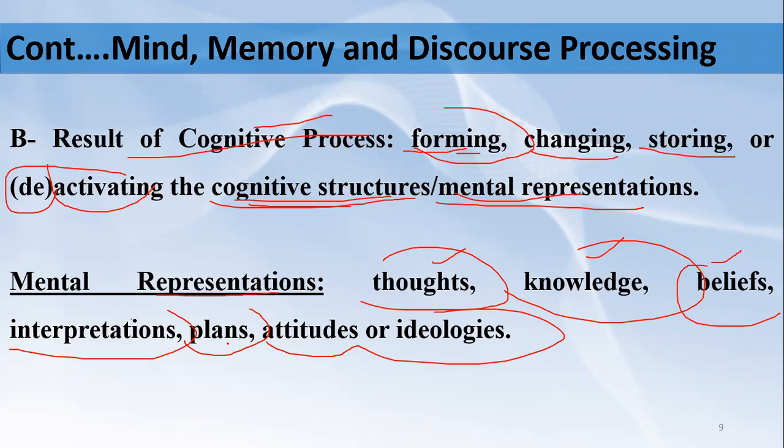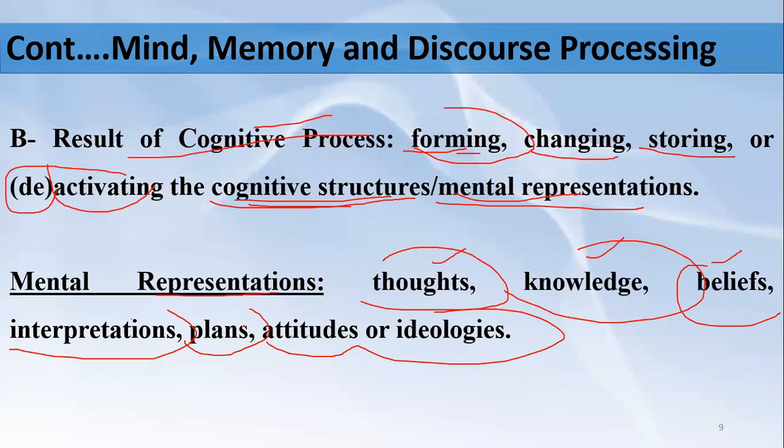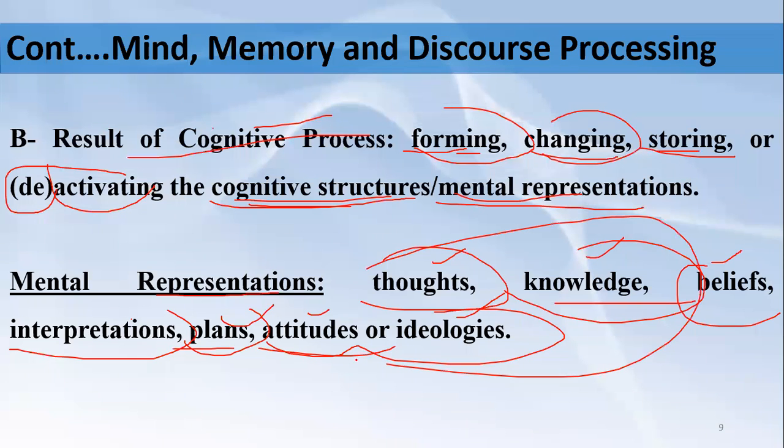We are forming our knowledge, our beliefs, our interpretations, plans. For example, if I'm sitting alone and making some mental process, or I'm having a discussion with someone, because interaction and language use, as I told you, are also cognitive processes. So we might be planning about future activities such as an exam, for example. We are forming our attitudes and ideologies. We might be changing our knowledge, our thoughts, our beliefs, our plans, our attitudes, our ideologies. We might be storing any of these mental representations, cognitive structures. We might be activating any of these things.